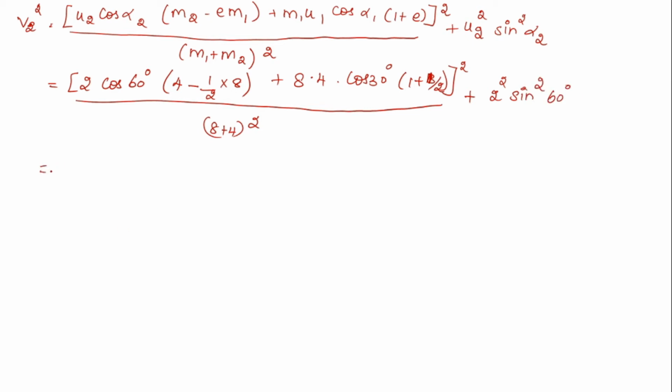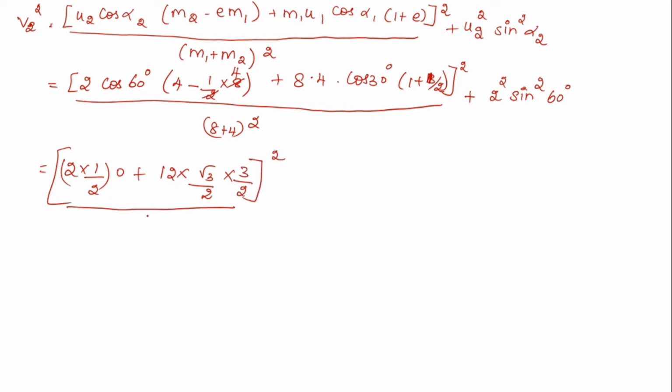Okay, so we are going to substitute the values. So it will be 2 into cos 60 is 1 by 2, and the 2 and 2 and 8 will get cancelled, so it will be 4. 4 minus 4 is 0, so 0 into anything will be 0, so the complete term will be 0, plus 8 4s are 32, and cos 30 degrees is root 3 by 2, into 1 plus 1 by 2 is nothing but 3 by 2, the whole square, divided by 8 plus 4 is 12, so it is 12 square, plus 4.